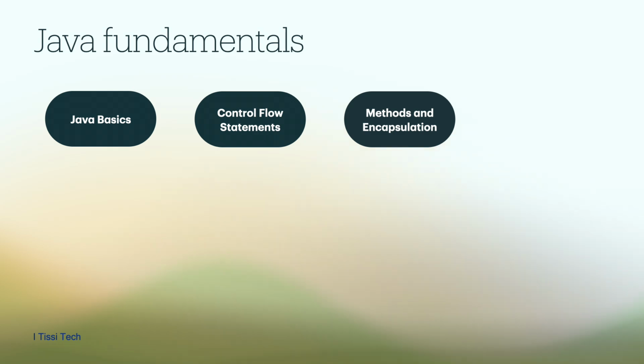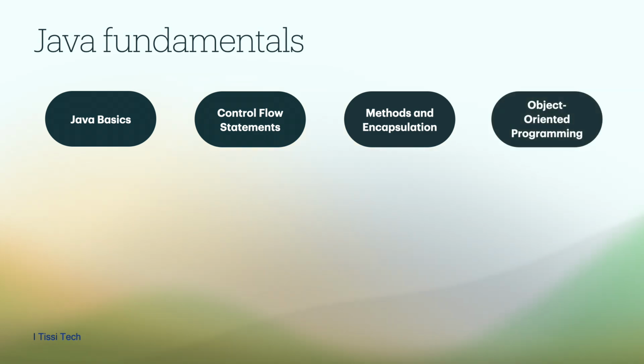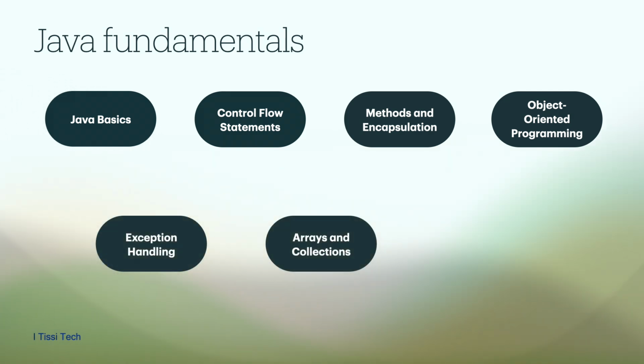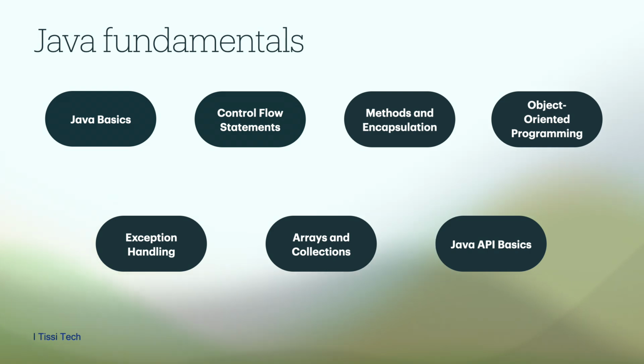And of course, you can't skip object-oriented programming, OOP. This is where you'll learn about classes, objects, inheritance, and polymorphism. Wait, there's more! You'll also dive into exception handling, arrays, collections, and the basics of Java API like working with strings, StringBuilder, and date and time classes. These are the building blocks of any Java application.